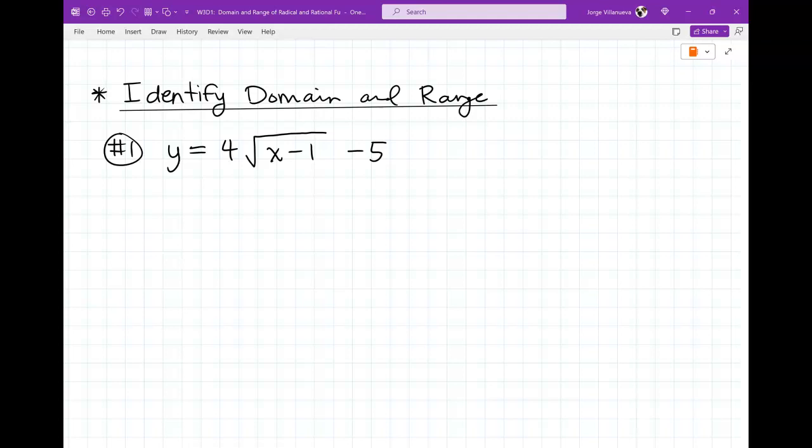So we're going to identify the domain and the range. These are homework problems, just so you know. I think number 1 is, I think number 2 is not, but then the other 3 are. Okay? So this one is a homework problem. So identify the domain and the range.